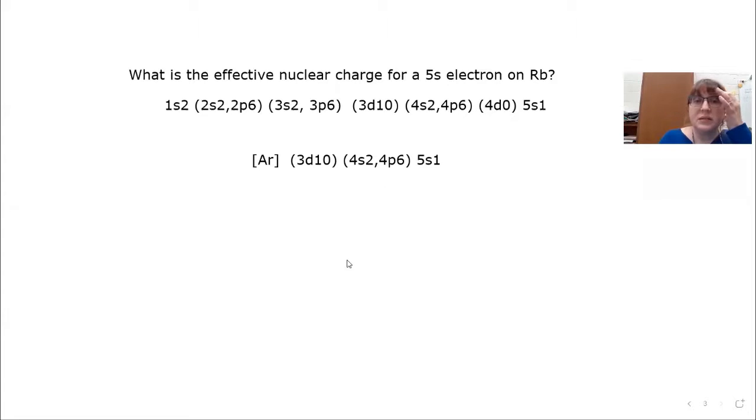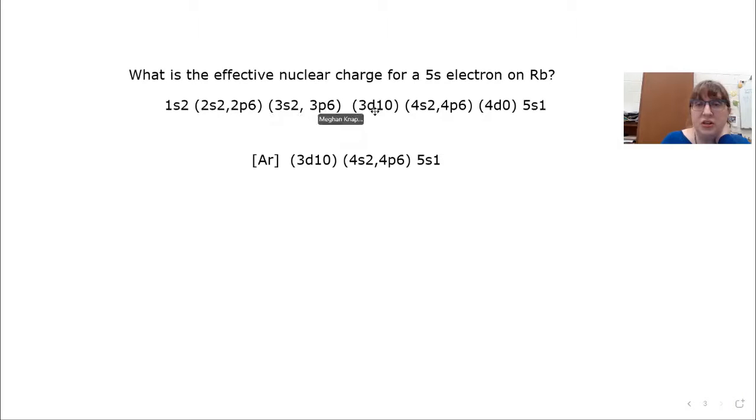All right, so let's look at something a little bit further down on the periodic table. Here we're going right to the question, what is the effective nuclear charge? So that means we're going to find Z star, but we're going to need to find the shielding first. And we're looking at a 5s electron on rubidium. So rubidium is an alkali metal, and so it only has 1 electron in that outside shell. So we're just looking at the shielding on that 1 electron.